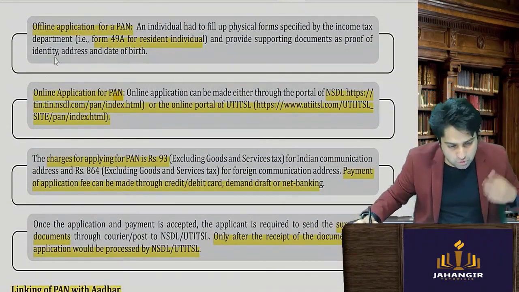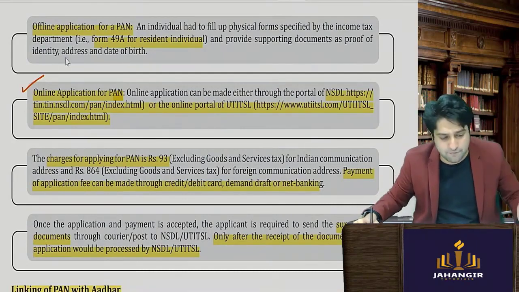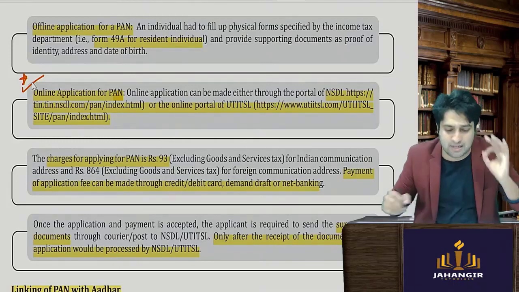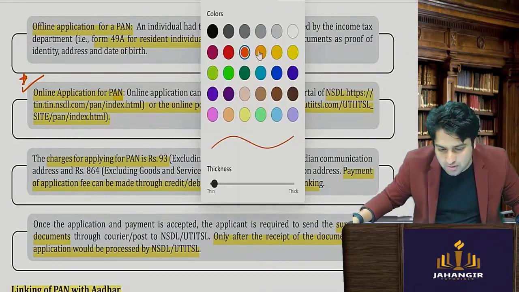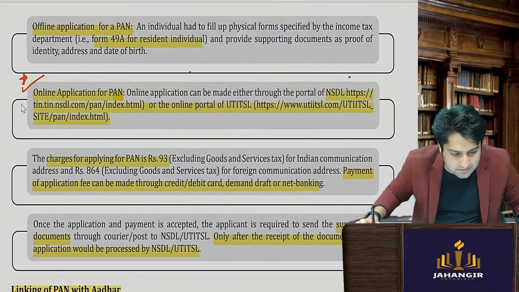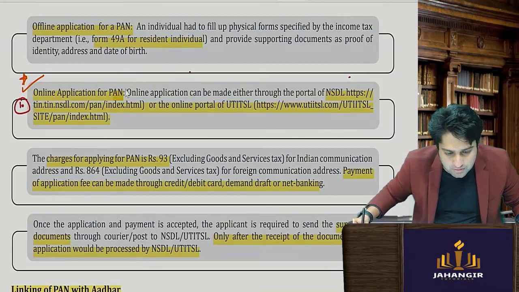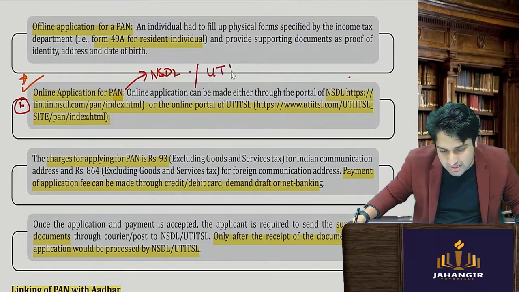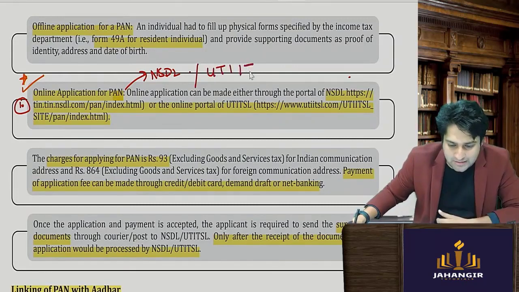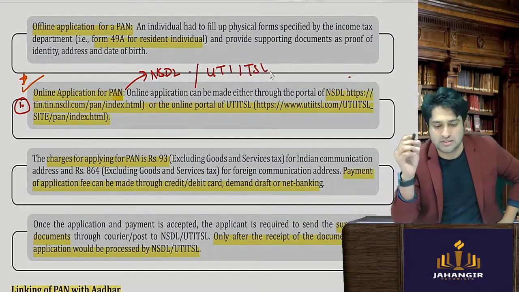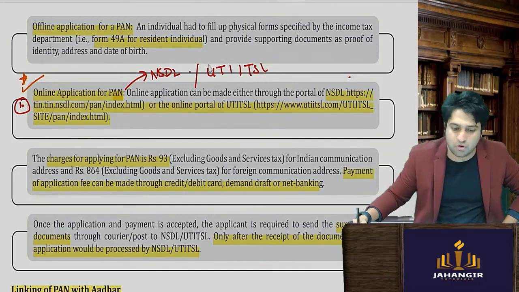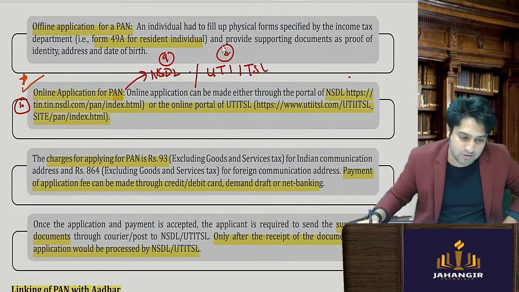Online, where will you go? Very important. If I want to apply for the PAN, where will I go? There are two ways of getting a PAN card. One is NSDL; I go to the NSDL site, or I can go to the UTIITSL site, the UTI Infrastructure Technology and Services Limited, or NSDL. So I can choose whichever I want.